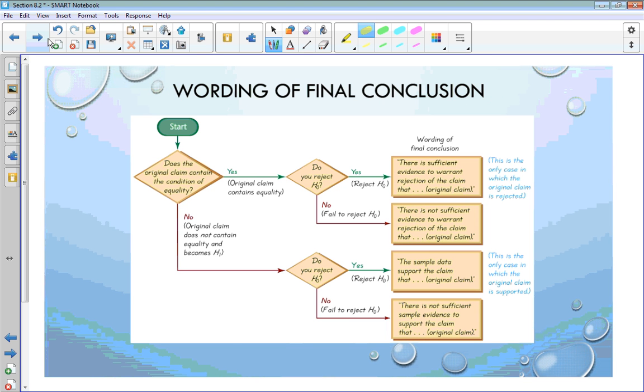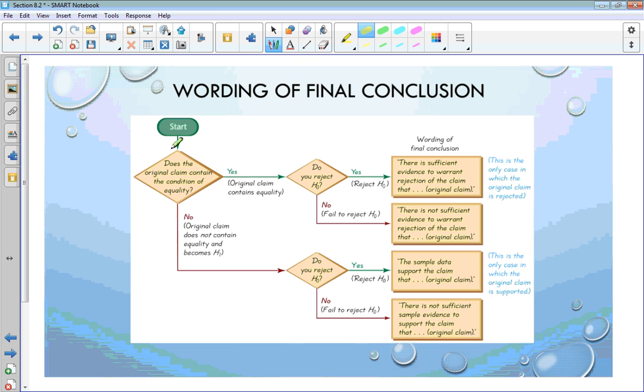Okay, here's a little chart helping you to word your final conclusion. It all stems from the original claim. So always, always, always, the first step is to look at what the problem says, the original claim. In this case, it said it would increase the proportion or probability of getting girls. Increase it, meaning, of course, it is greater than.